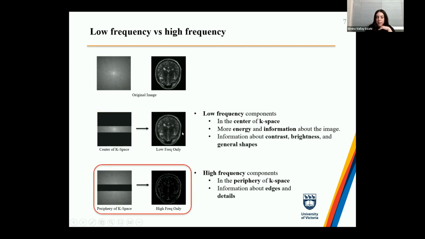And also, if you take a look at the bottom one, you can see that we are just keeping the periphery of the image, and we are skipping the middle or center of the K-space, which we can say has high frequency components in the periphery. And the periphery of the K-space gives us information about edges, as you can see, and details.